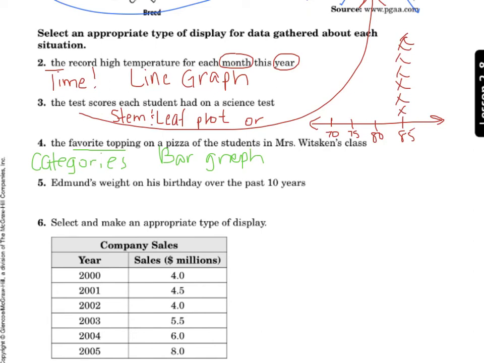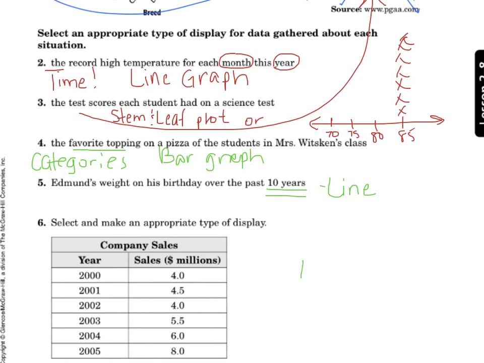Okay, number 5, Edmund's weight on his birthday over the past 10 years. We're talking about how his weight has changed over the past 10 years. What's the best one? We're talking about years. We're talking about time. Line graph. Line graph is best if it's going by years. That way we can see how his weight is increasing or decreasing.